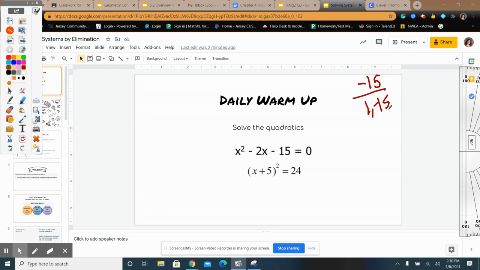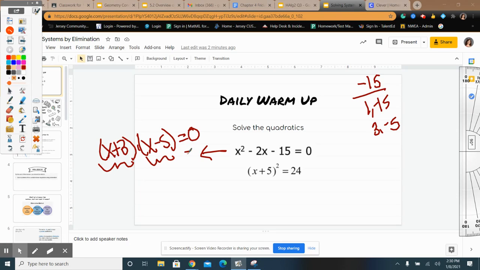1 and negative 15 won't work, and 3 and negative 5 will work. So we will change this question to x plus 3 and x minus 5 equal to 0, and we'll use the zero product property. One of those would have to equal 0 in order for it to equal 0 because they're being multiplied. So x can equal negative 3, or x could equal 5.